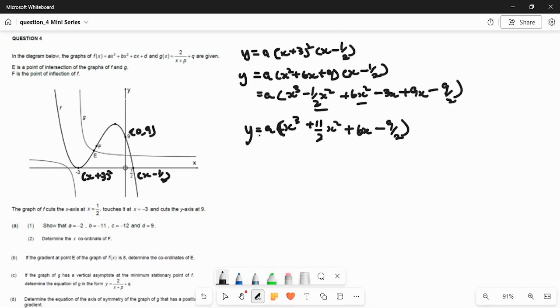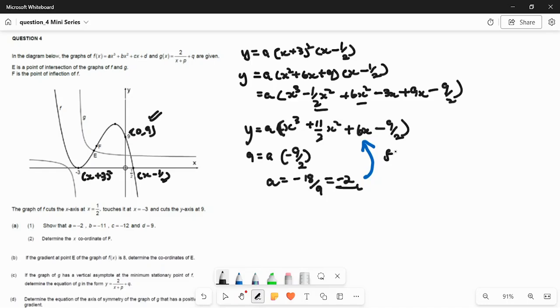Now I've got an unknown, a, so I can use my additional point, which is our y-intercept. So our value of y there is 9, and our x value is 0, so everything will be 0 and I'll remain with minus 9 divided by 2. So I'll just quickly solve this. We'll have a equals negative 18 divided by 9, which equals negative 2. And then I will substitute this a equals negative 2 into that to find my full equation.